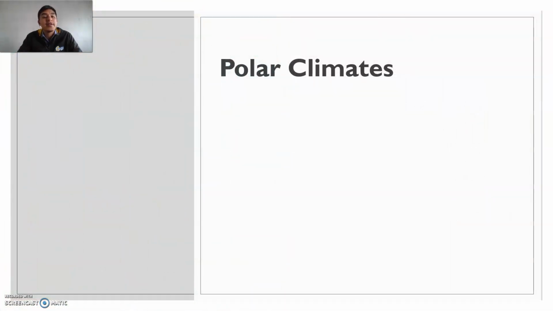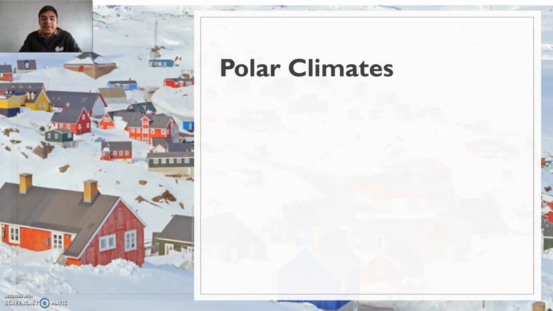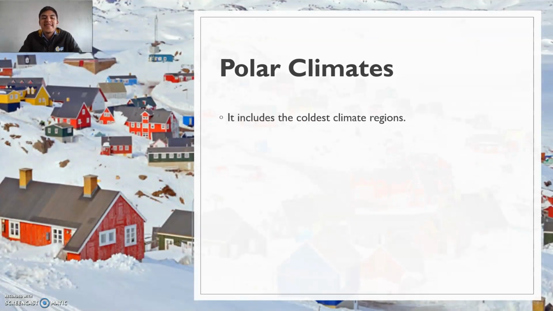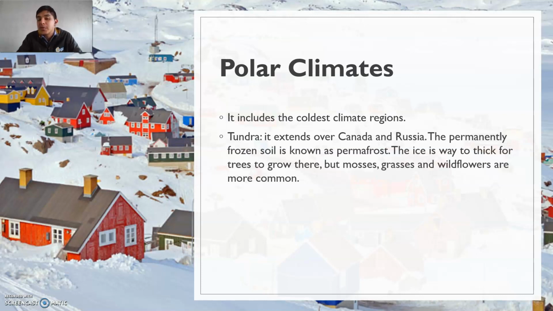All right, now we continue talking about polar climates. And this is a very beautiful city in Canada, by the way. It's astonishing the way it looks at the top of these mountains full of snow. And it includes the coldest climate regions in the whole world. The first one we can talk about is tundra. It extends over Canada and Russia.